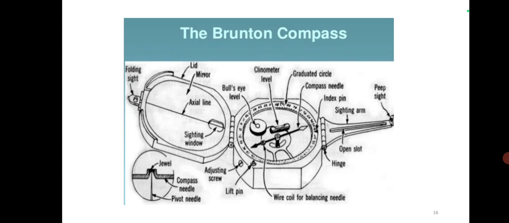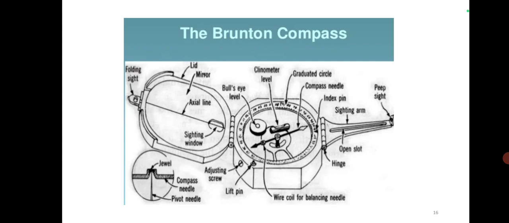Then there is a clinometer level and a clinometer scale is there. Then there is a damping mechanism. This damping mechanism is used to efficiently stabilize the needle, and there is a lift pin, and this lift pin is used to lock the needle. Side brass screw is there, and there is an index pin to set and display the declination. The graduated circle is used to read the bearing, and also the needle has two ends. There is a north-seeking end and a south-seeking end.